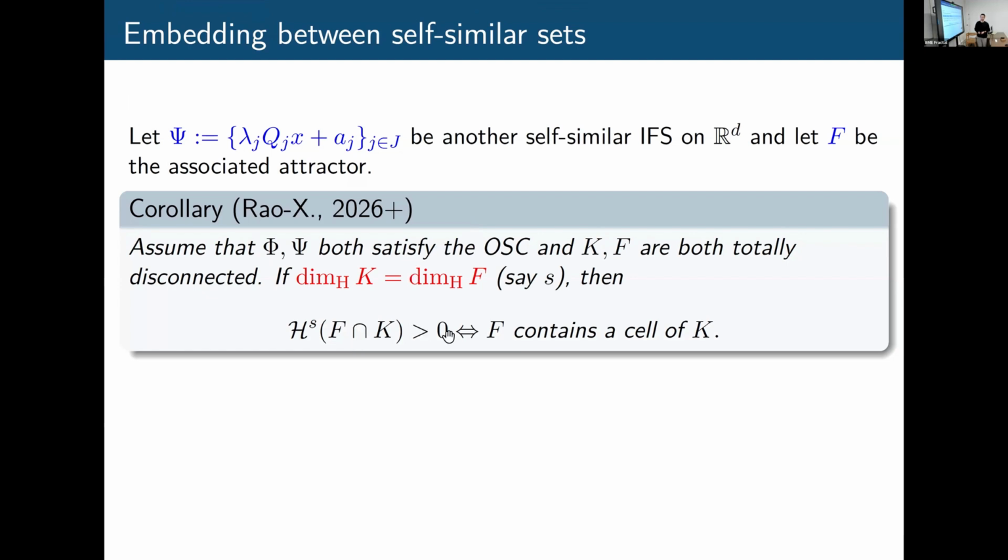this case. That is, if F and K have a very large intersection, in the sense that it has positive s-dimensional Hausdorff measure, then you can actually prove that the intersection contains a self-similar copy of one another. So this largeness will imply a topological largeness. Of course, this requires them to have the same Hausdorff dimension, because otherwise the left-hand side does not hold.